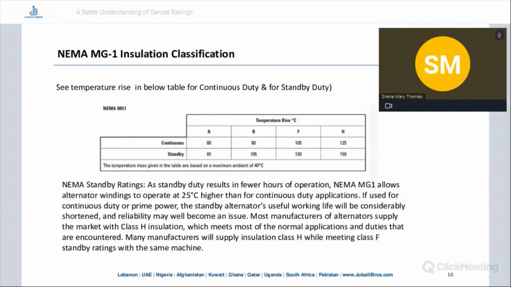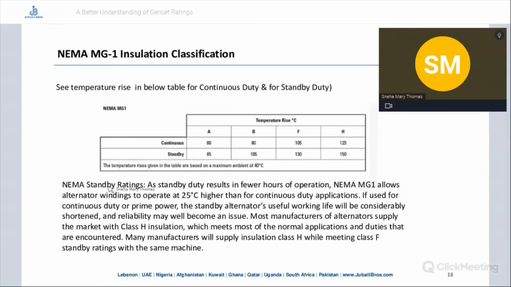In the next slide, we'll look at the different temperature rises that are classified based on the insulation class. Here, as you can see, there are two classifications, for both continuous rated and standby rated, for class A, B, F, and H. If the genset is continuous rated, the maximum allowable temperature rise for class A is 60 degrees Celsius, for class B is 80 degrees Celsius, for class F is 105 degrees Celsius, and for class H is 125 degrees Celsius for a continuous rated generator.